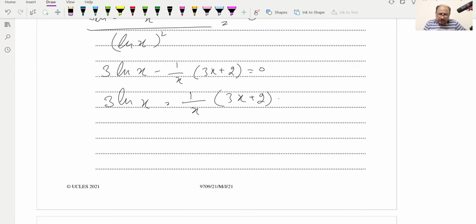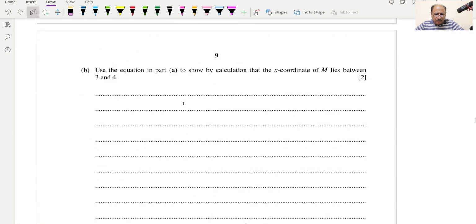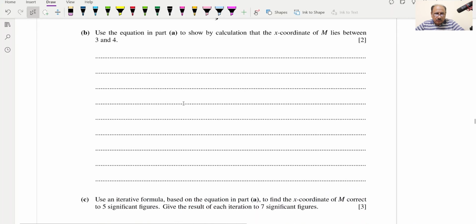So what we can do, we can shift first this x to the other side, so x will be equal to (3x plus 2) over 3 log x. So this will be the x component which we were supposed to find, and this is done. Now we can go through the B part.